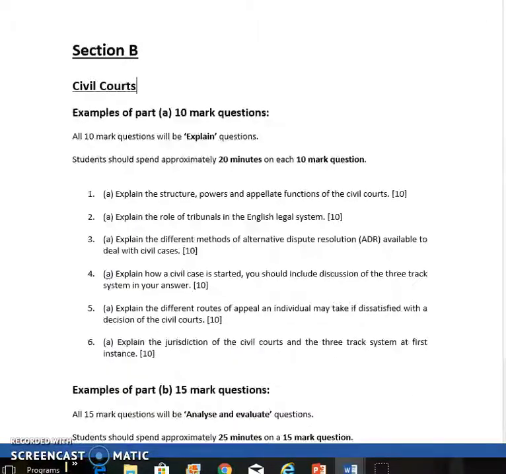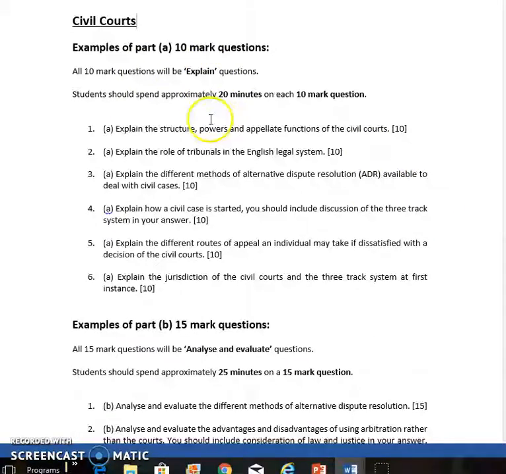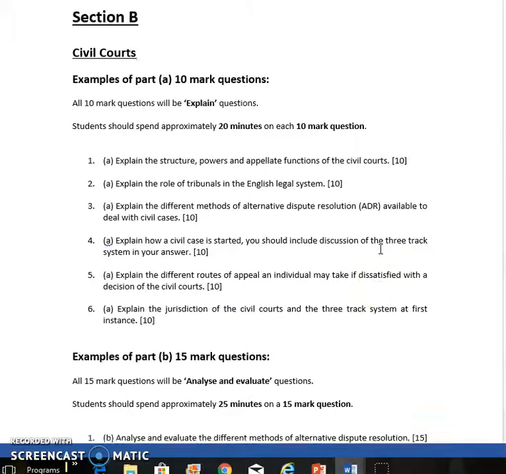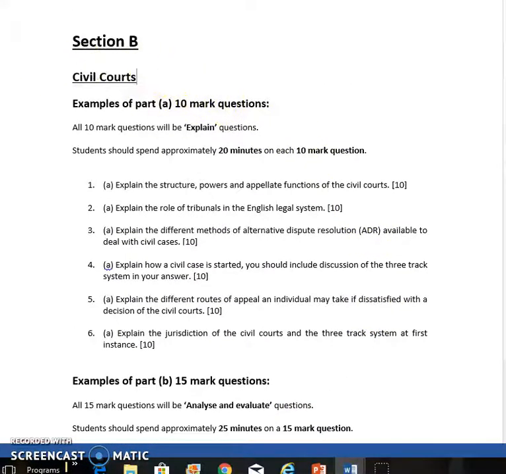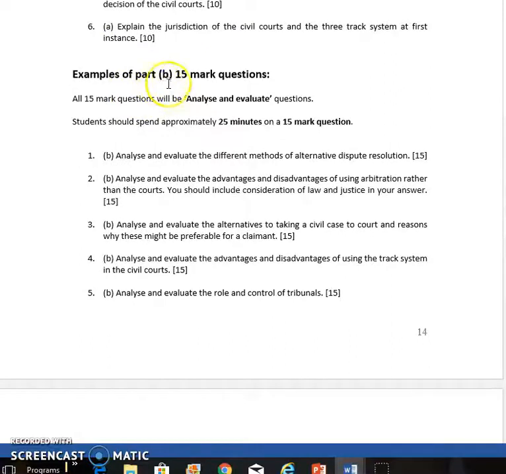There we go. So section B now, remember you've got different style of question on section B. You're going to have a 10-marker followed by a 15-marker on a variety of different possible topics. So civil courts is the first topic that could come up here. So a typical 10-marker might be to explain the role of tribunals. You would need to spend 20 minutes on a 10-mark question. And then your part B 15-mark question, you're going to spend longer on. You would spend 25 minutes here.